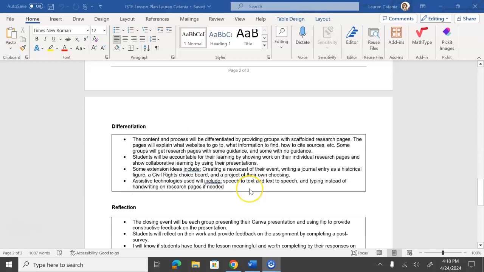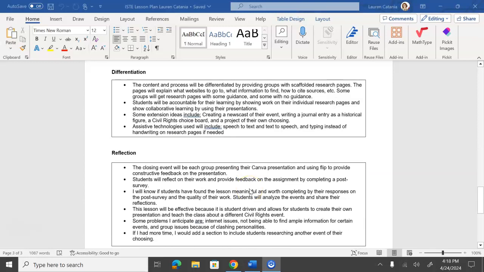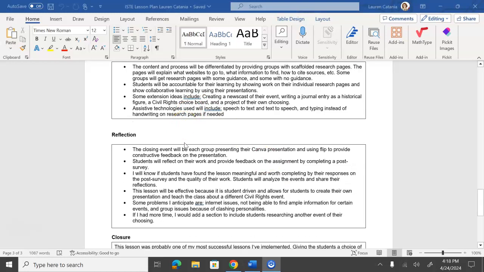Okay. So for differentiation, it was scaffolded research pages. Basically, the lower one had everything lined out for the students that they would need to research, whereas the other ones were a little more open ended, where it kind of left it up to interpretation. They all had to do a research page though, and they all had to show how they contributed. An extension that some of my kids did was creating a newscast of the event, and that was pretty fun to watch.